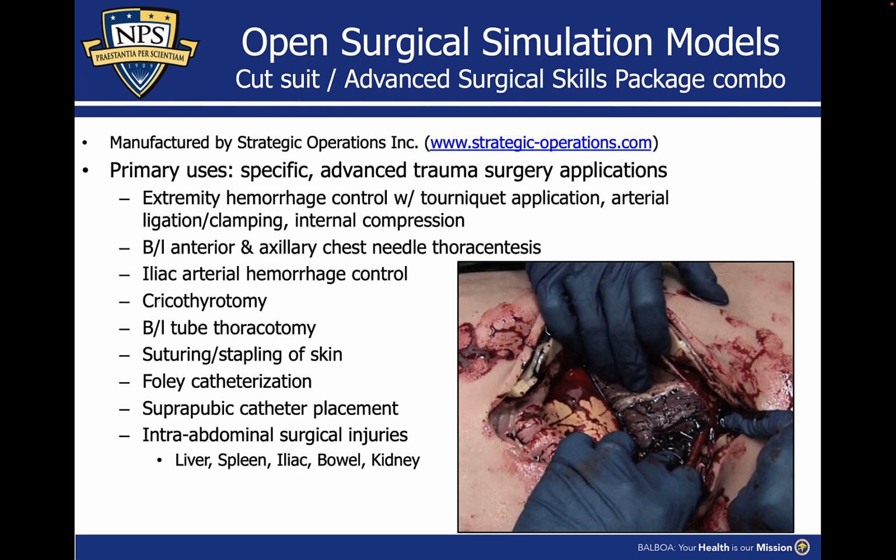The primary uses for it are everything that you see listed here. For the most part, you have hemorrhage control, chest tube insertion, surgical airways, suturing or stapling of the skin, and you can insert a Foley catheter or do suprapubic catheter replacement. In addition, with that Advanced Surgical Skills package, you can have intra-abdominal injuries that you can assess and treat, such as liver, spleen, iliac artery, bowel, or kidney injuries.